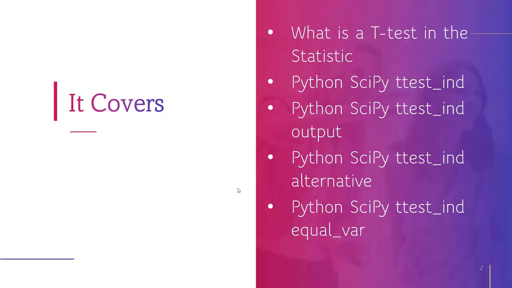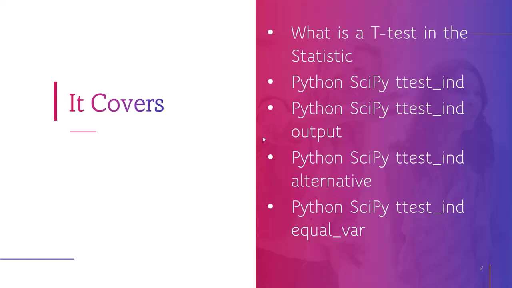First, we'll know about what is a t-test in statistics. After this, Python SciPy t-test independent, then we will understand Python SciPy t-test independent output, and we will also learn about Python SciPy t-test independent alternative. At the end we will know Python SciPy t-test independent equal variance. Now move to the first topic.